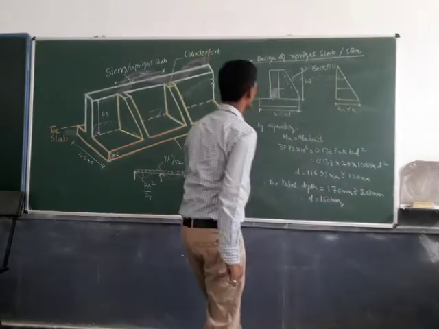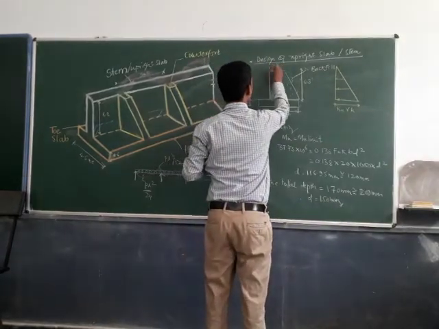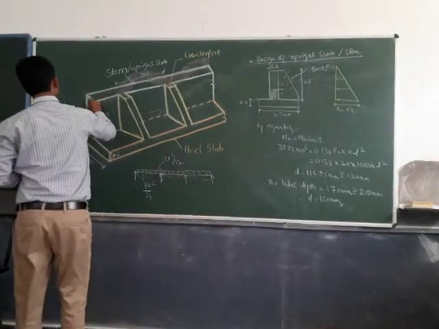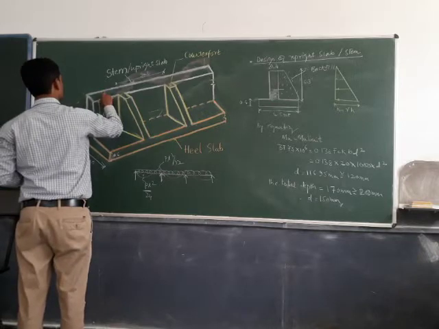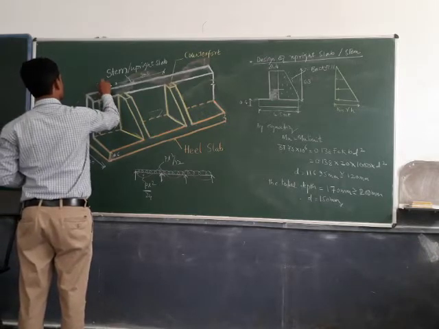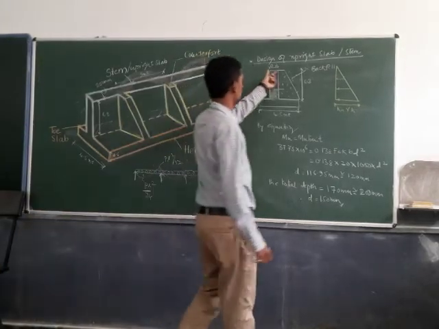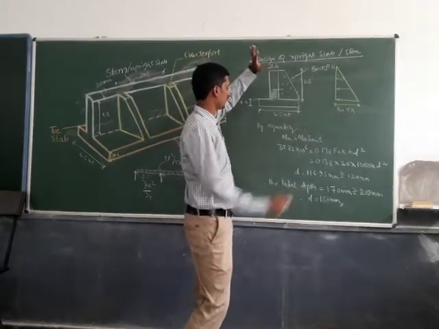So the effective depth and the total depth. This thickness will be 0.2, that is 200 mm. Okay. This will be 0.2 or 200. Understood? So this is regarding the thickness of the upright slab.